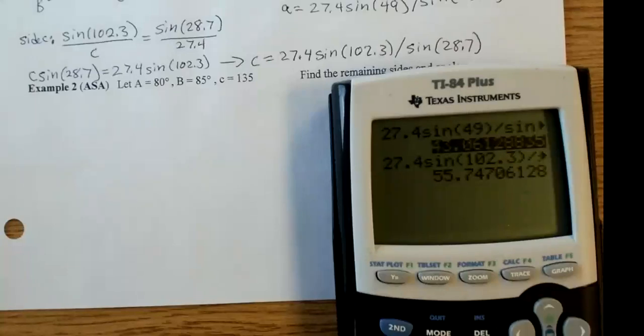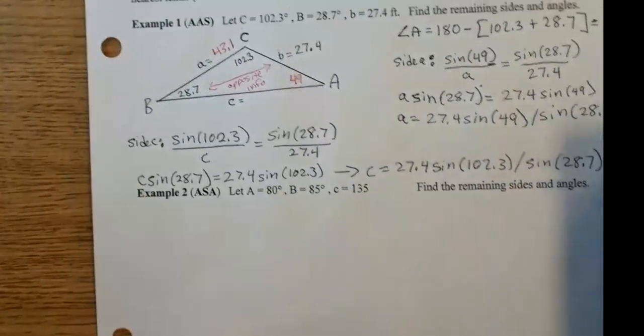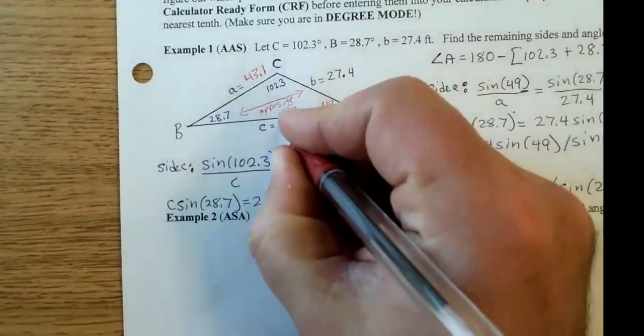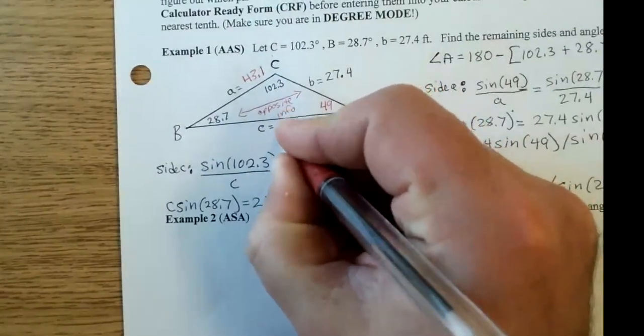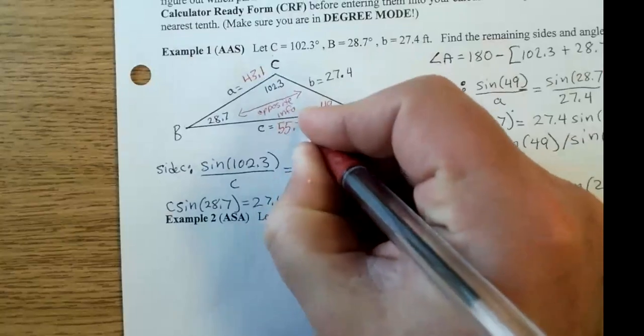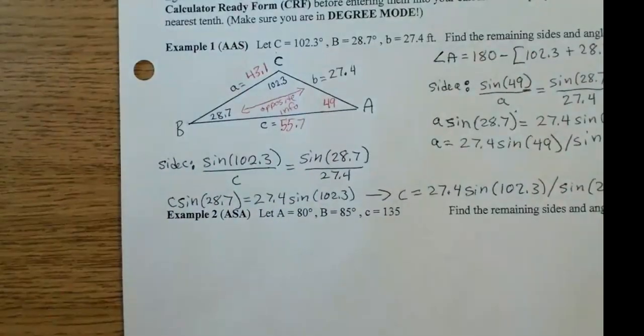So you just write that in on your triangle here and just double check and make sure you have all the missing parts. So I've got all sides and all angles. I am done. Okay. So hopefully that's pretty easy.